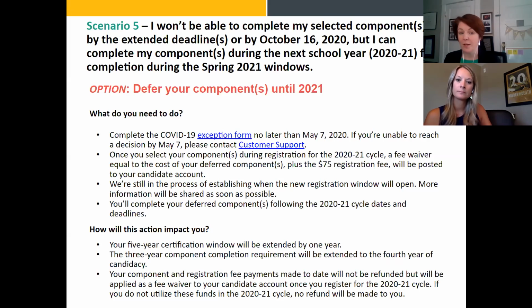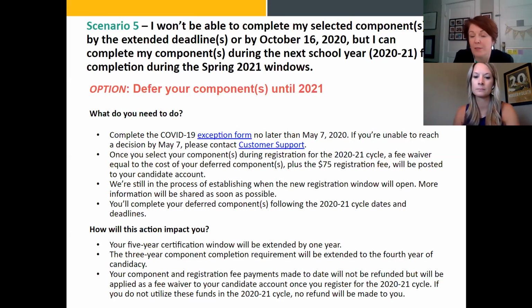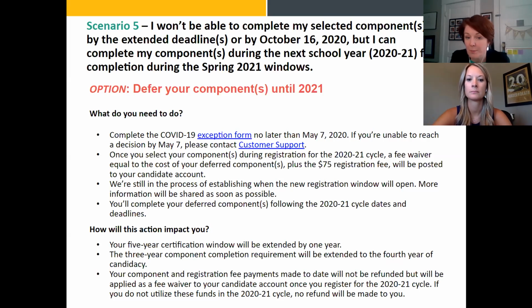So what you need to do is fill out the form. Again, the same situation. If you're unable to make a decision by May 7th, please call customer service. Once you select your components during registration for the 2021 cycle, a fee waiver to the cost of your deferred components plus the registration fee will be posted to your candidate account. Registration for the candidate cycle in 2021.